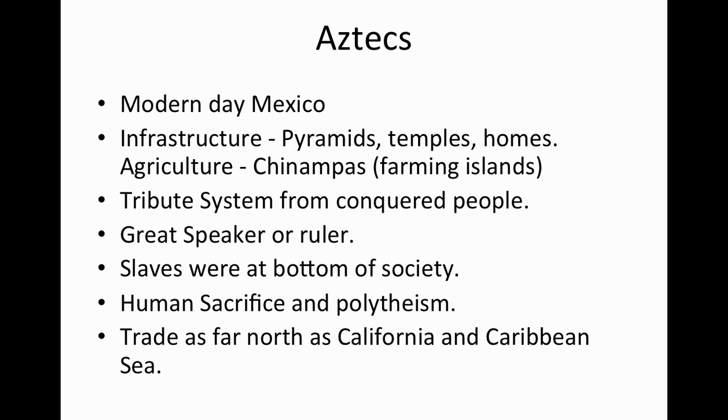There was a tribute system from conquered people. There was that great speaker or ruler. Slaves were usually at the bottom of society, probably war captives. Human sacrifice and polytheism were the key components of their culture. And trade, they had extensive trade. They traded as far north as California, Central California, and the Caribbean Sea.